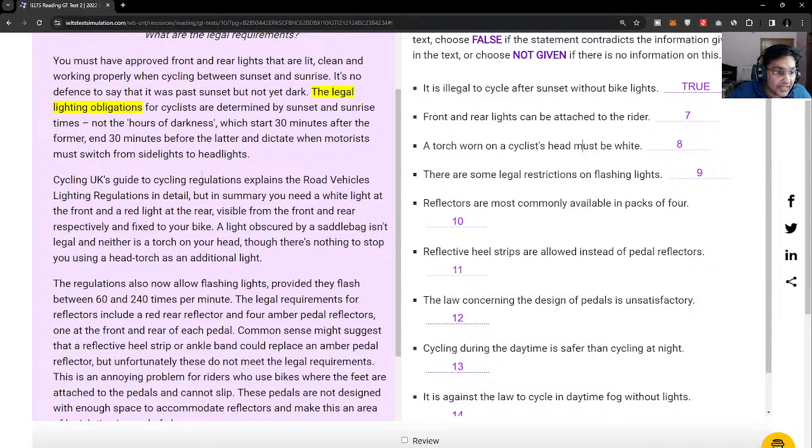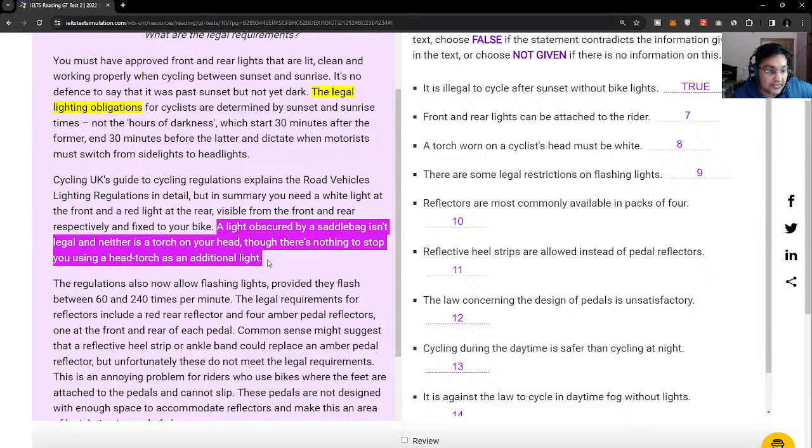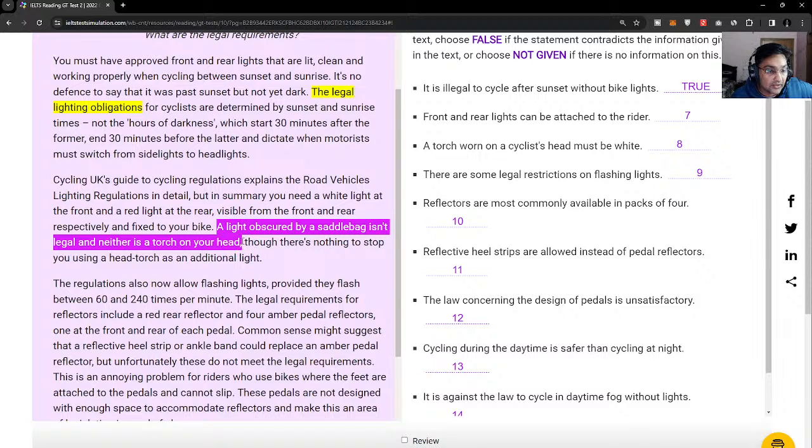Cycling UK's Guide to Cycling Regulations explains the road vehicles lighting regulation in detail, but in summary, you need a white light at the front and a red light at the rear. A rear light visible from the front and rear. A light obscured by a saddlebag isn't legal, and neither is a torch on your head.